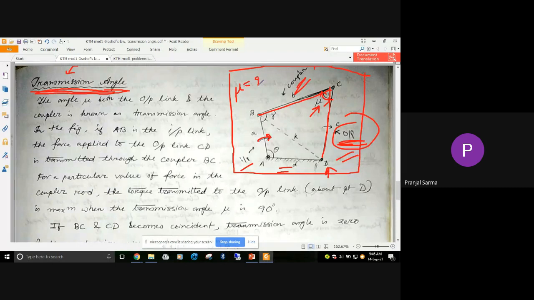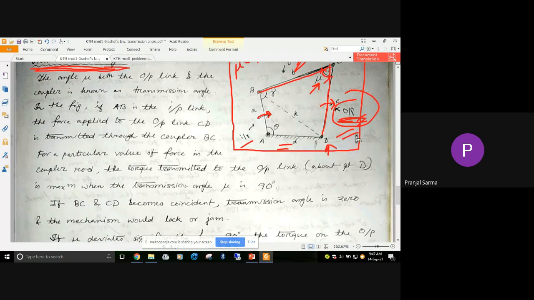So when the angle is 90 degrees, the torque transmission to this output link is maximum. And we are dealing with torque because we are talking about rotational motion. This is the input, so we get maximum torque when the transmission angle is 90 degrees.